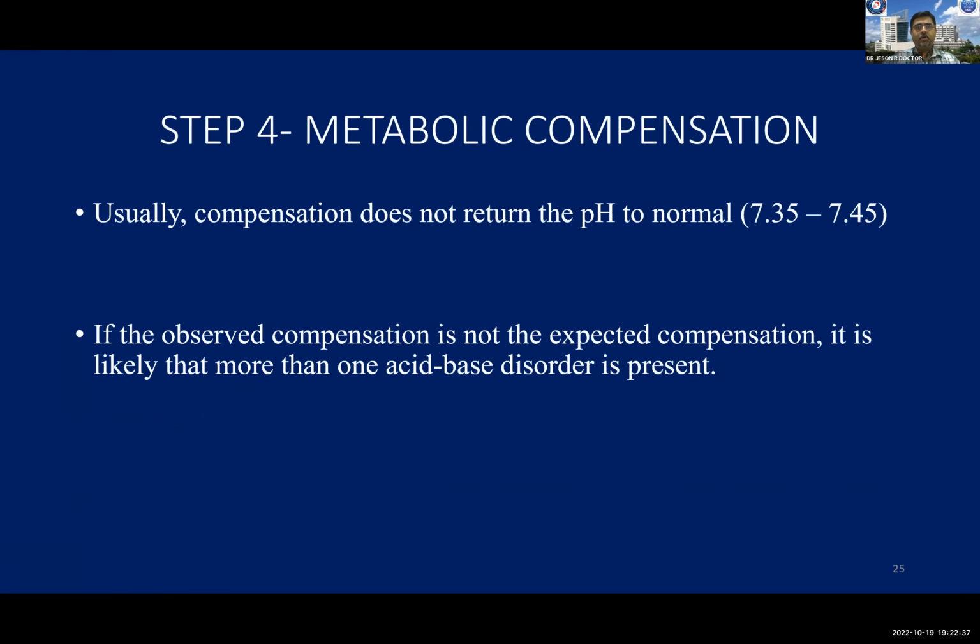Following this, you find out whether there is any metabolic compensation. Now, arterial blood gas, as you all know, is a little challenging in terms of remembering formulae. So all you have to do is get these formulae imbibed in your head, and only when you do that can you decipher the ABG correctly. Usually compensation does not return the pH to normal. If the observed compensation is not the expected compensation, it is likely that you have a mixed disorder, but that we are not going to be covering.